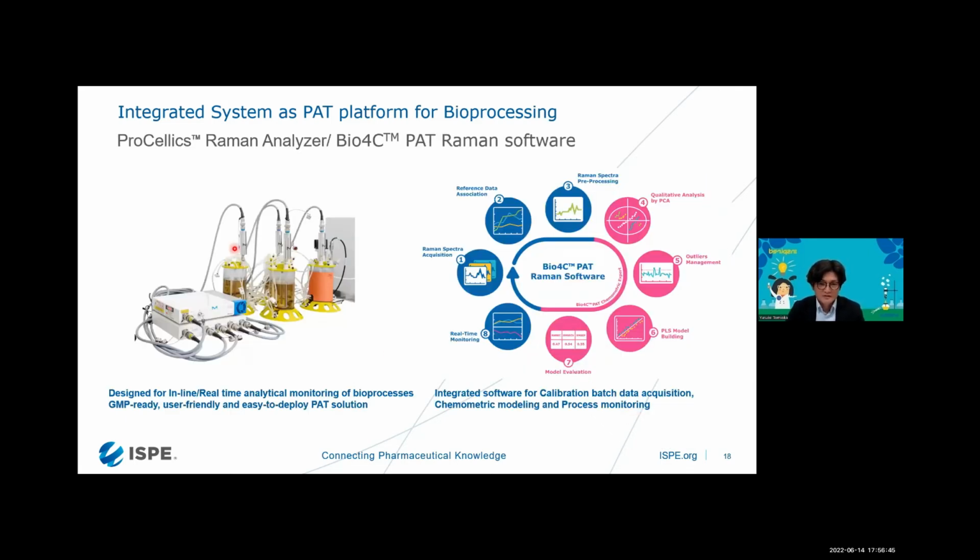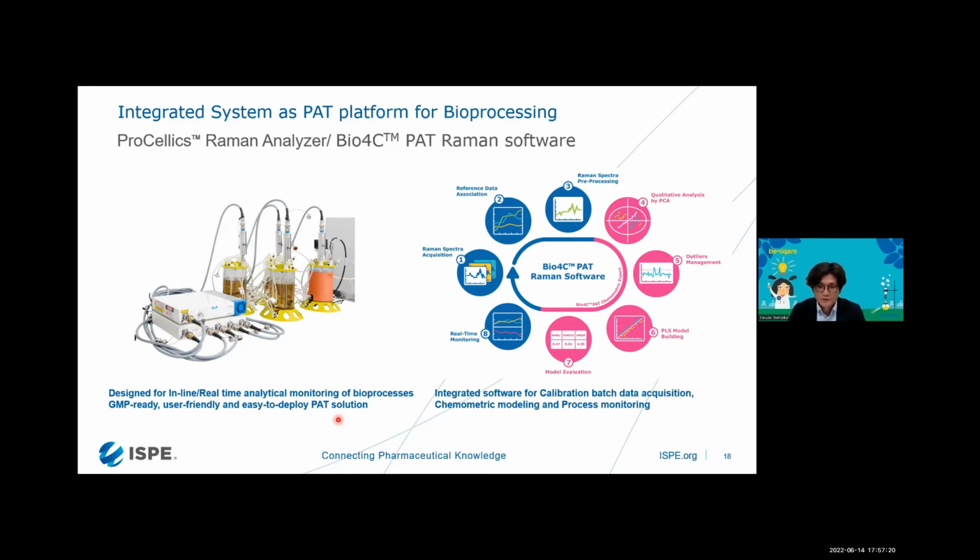To solve each challenge, Merck recently provided a new Raman analyzer, the ProSelix Raman analyzer, with the Bioprocessing PhD Raman software as a companion software. In terms of hardware, the ProSelix is designed for inline and real-time analytics monitoring of bioprocessing, and the key features are GMP-readiness, a user-friendly interface, and easy deployment of PhD solutions.